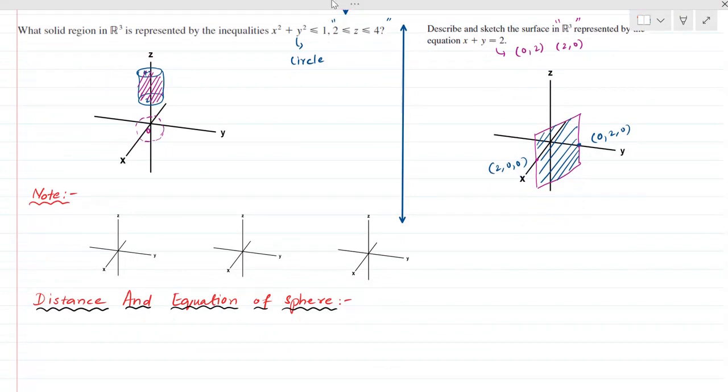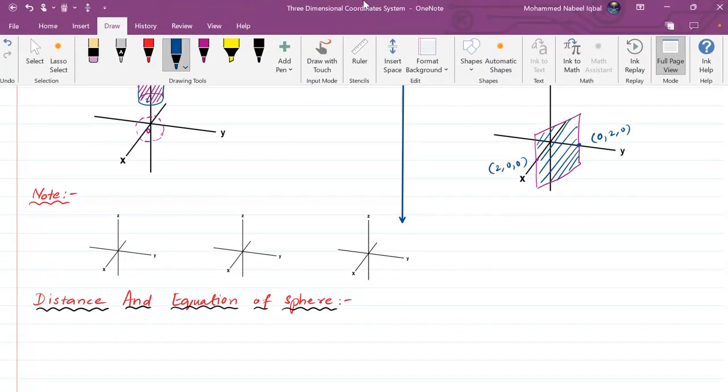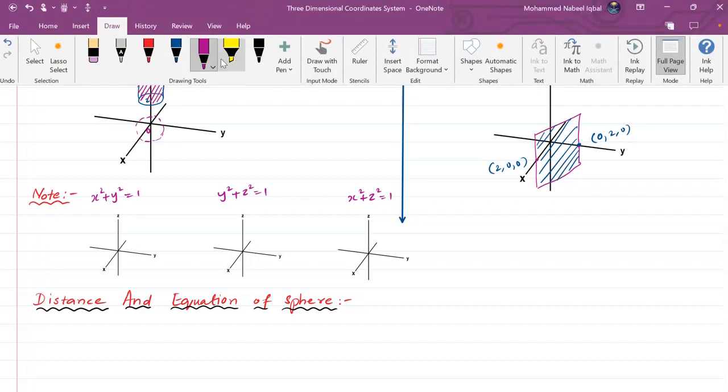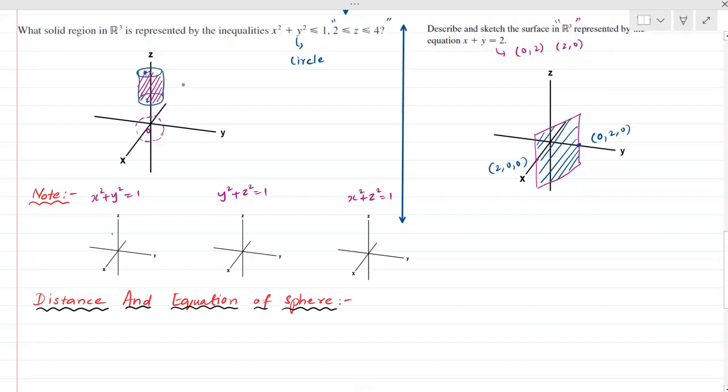Now here you will have the same cylinder. Suppose you have a cylinder like this. If you have x square plus y square equals 1, y square plus z square equals 1, and x square plus z square equals 1, then the equation of a circle in 2 dimensions is a cylinder in 3 dimensions, which is along the z-axis. So this is the z-axis. It looks like this one.